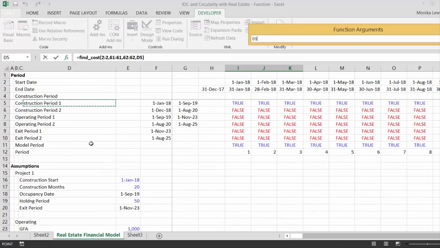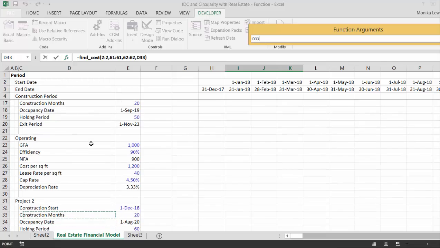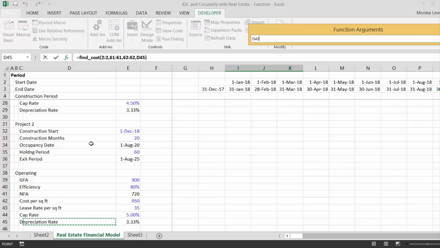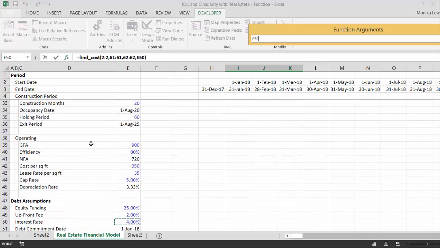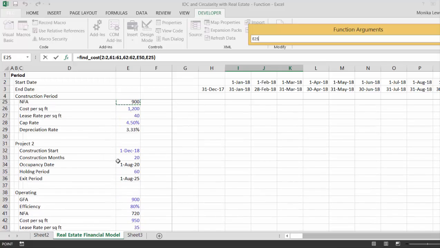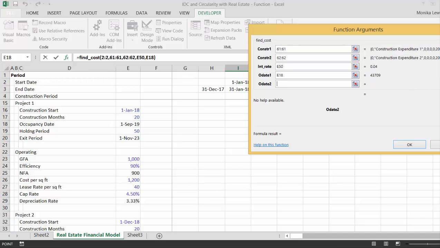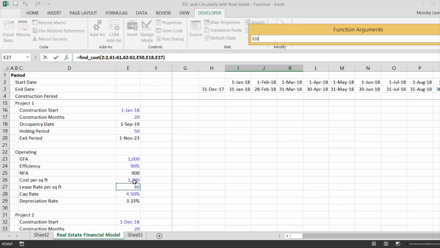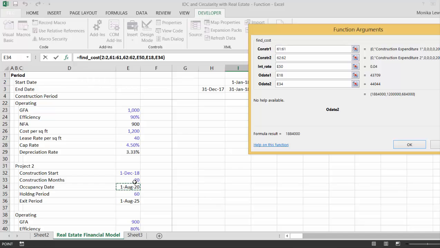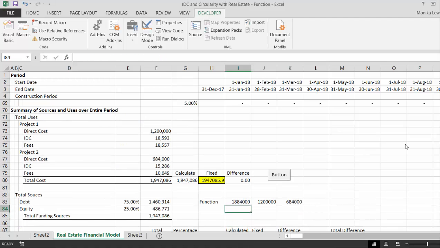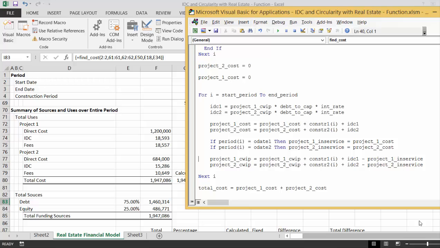Now let's look at our assumptions, and we need the interest rate. Then we need the first date for project 1, and then the date for construction 2. When you do this, it gives you some numbers. This is good news. When it gives you no numbers down here, it means you're going to have a value. So far, we're still okay. Now what we need to do next is go back and define the debt to capital.